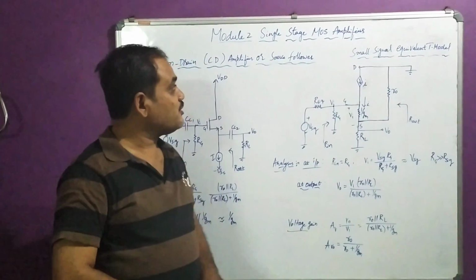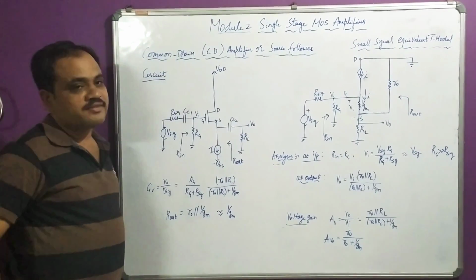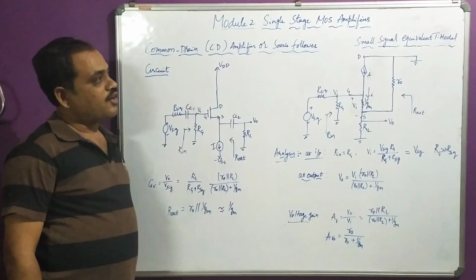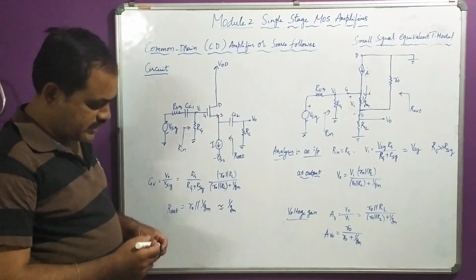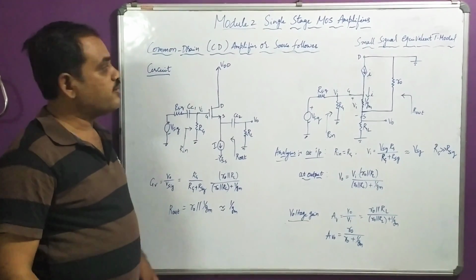Welcome to today's session. In today's session, we are going to discuss another type of single stage MOS amplifier, that is the common drain amplifier. It is popularly called the source follower. Just like the emitter follower we have seen in BJT, here we have a source follower in the MOSFET.